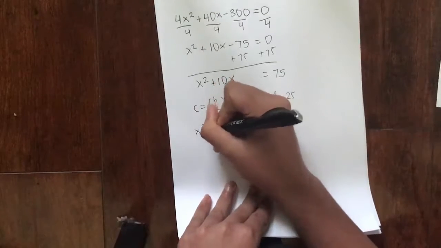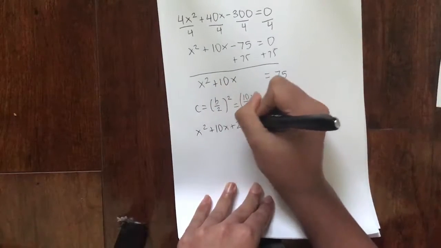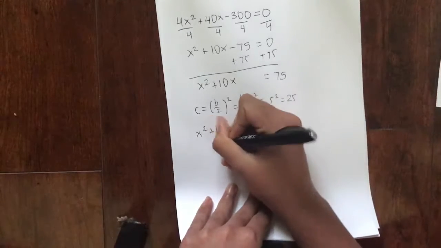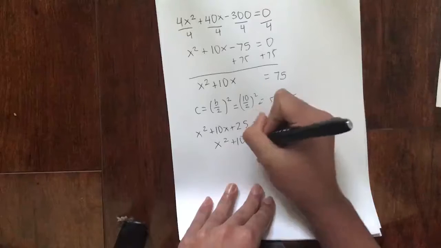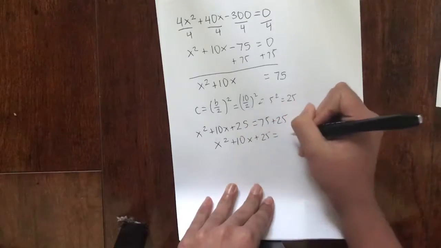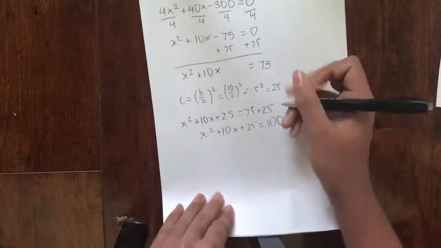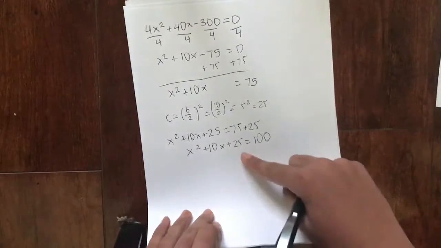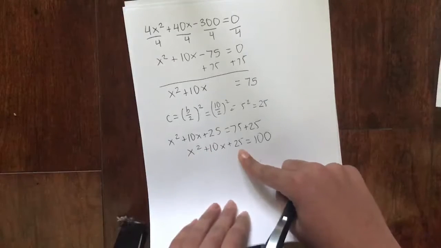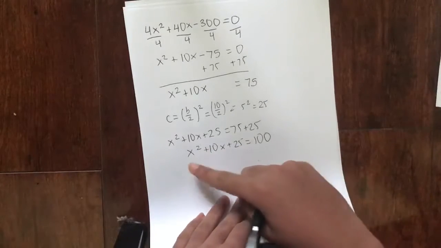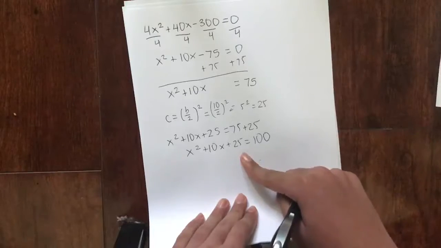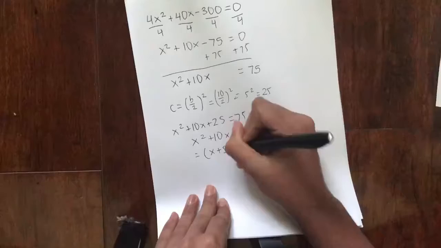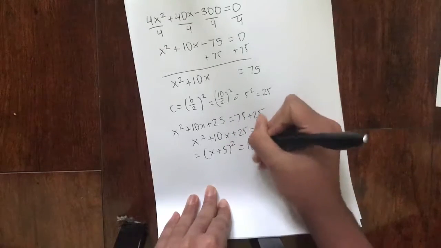So we can add 25 on both sides. Now we get x squared plus 10x plus 25, which is equal to 100. Usually these types of equations are very easy to factor, since x squared plus 10x plus 25 is equal to x squared plus 10x plus 5 squared, which is also equivalent to x plus 5 the whole squared, which is equal to 100.